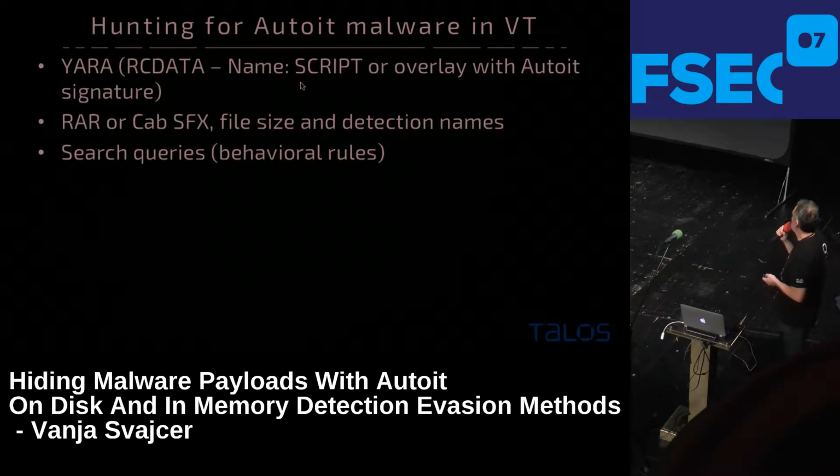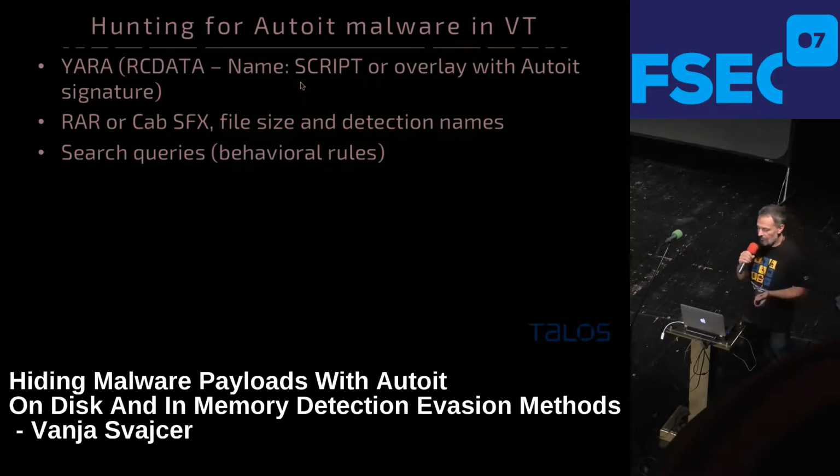So how do we try to find this Autoit type of malware? Let's say if you're using VirusTotal, which is of course the repository that most of the people are using, you can create your Yara rules and look for the RC data type resource in the PE file with the name script, and then check whether the Autoit signature is there as a part of the resource, or you have an overlay with the Autoit signature and you'll be able to find them.